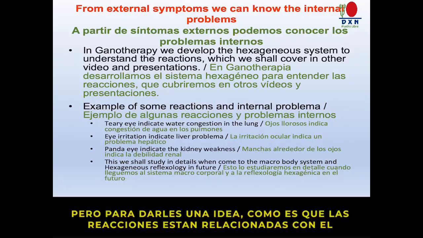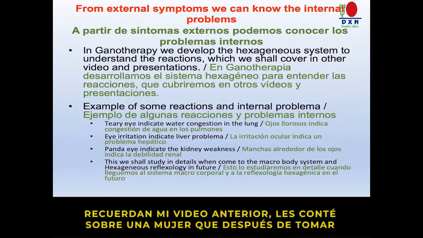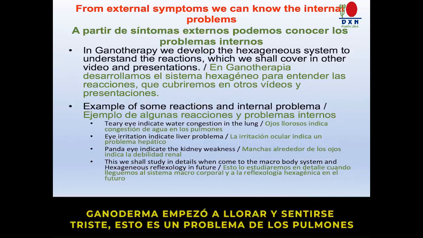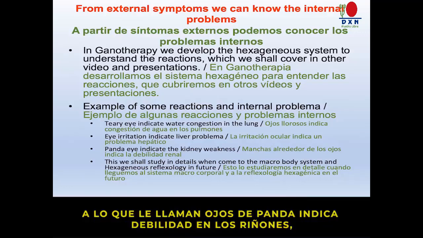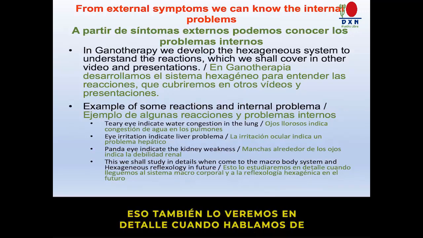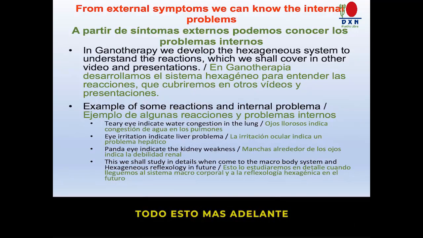Okay. Then we just give you some idea how the reactions are related to the body. The theory: I indicate water congestion in the lung. So if you remember my past video, I talked about one woman who, after taking Ganoterapia, started to cry and feel sad, and this is a lung problem. Then eye irritation is indicated due to a liver problem. Then the blackish area around the eye, we call it the panda eye, indicates kidney weakness. Then we will also study in detail when you go to this macro body system and hexagenous reflexology in the future. We're going to study all these things in the future.